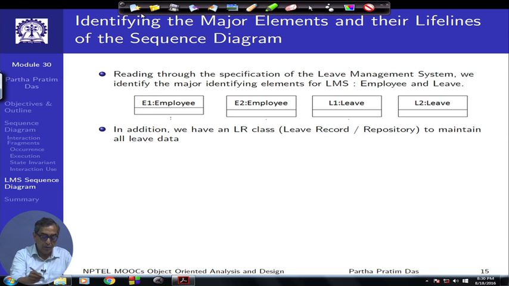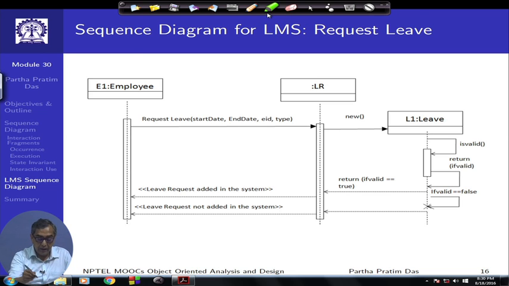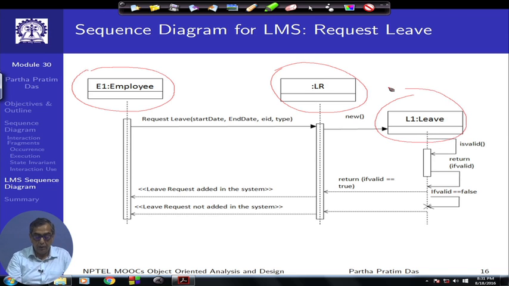And so, LR will also provide a major part in terms of the lifeline. This is not a very detailed one. As I said, I would like you to detail out each and every diagram that we are doing for the LMS system, but this is just to show you how to go about things. So, here are the three major lifeline items: E1, anonymous LR and L1.